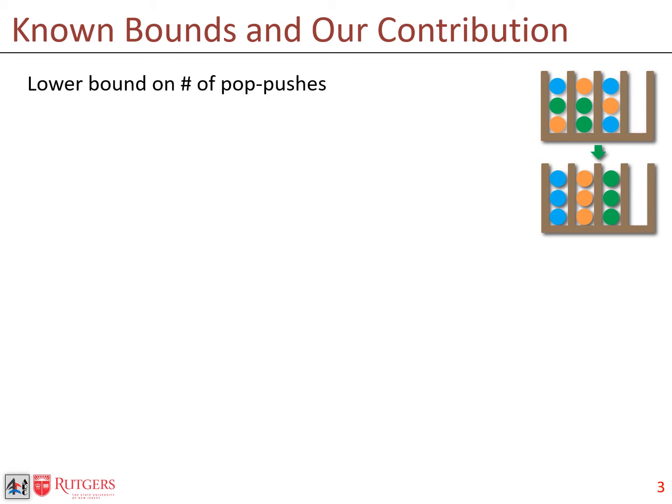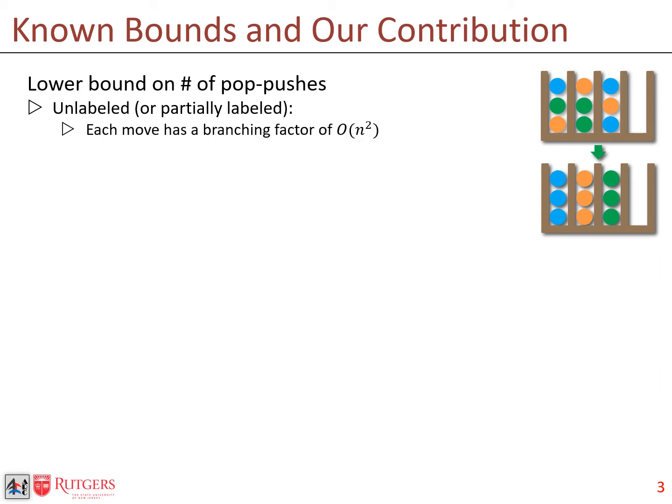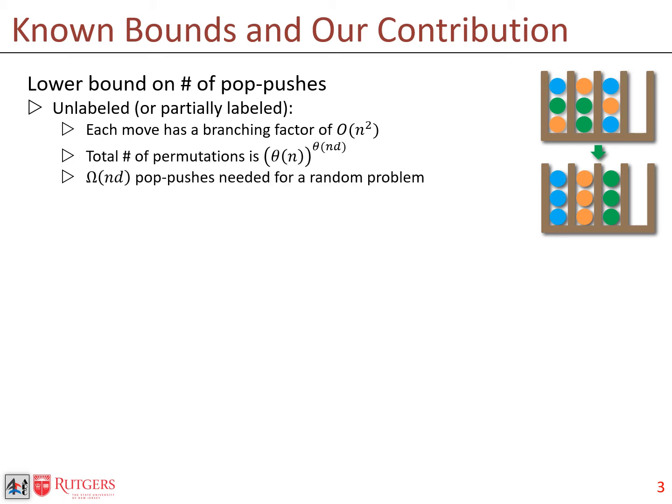In terms of the bounds, the lower bound is relatively easy to establish, that is, how many pop pushes will be required to solve a random instance. For the unlabeled setting or partially labeled setting, we observe that every pop push induces a branching factor of n squared, because there are n stacks where we can pop an item, and once an item is popped, that item can go to about n stacks, so it's n times n, which gives us n squared. On the other hand, if we count the total number of possible instances, this gives us about n to the nd-th power. So combining these two, we get that we will need omega nd pop pushes to solve a random instance.